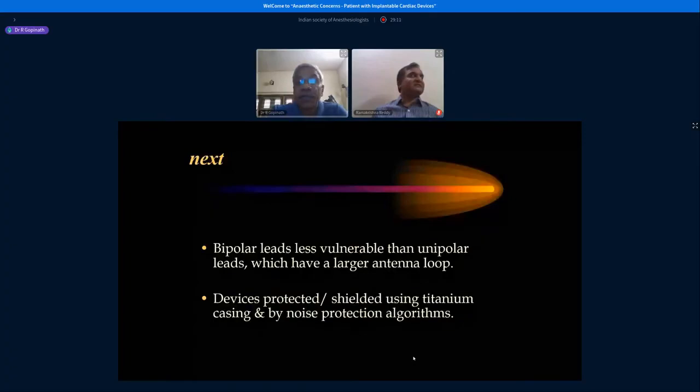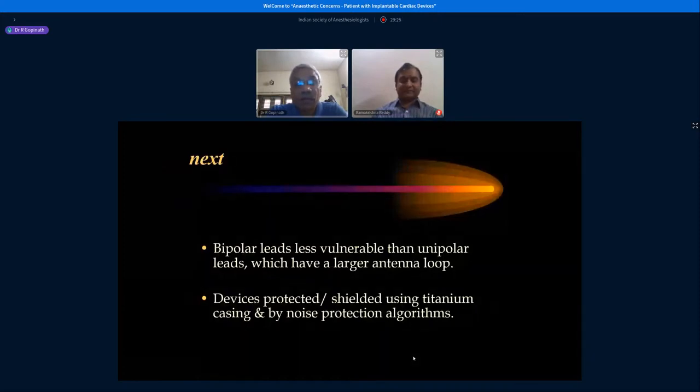Bipolar leads are less vulnerable or less likely to cause any changes because they have a smaller, what is called an antenna loop. So that is why they are less likely. And newer devices are also protected from these by having the casing of the device made of titanium, and this shields the device, the pulse generator, from all these extraneous EMIs, and it also has some incorporated noise protection algorithm built in.